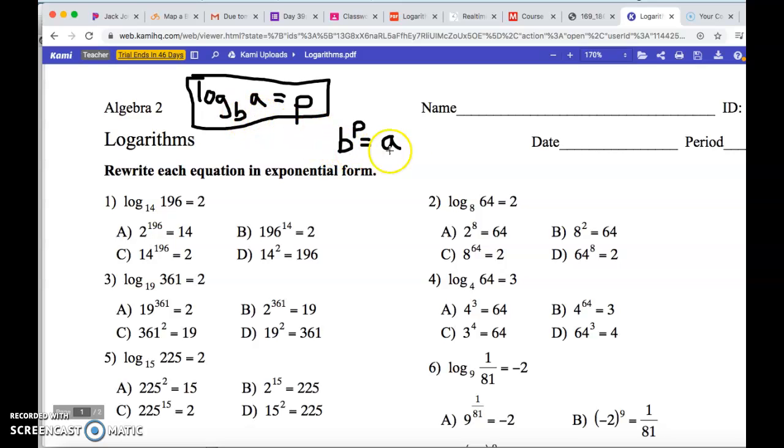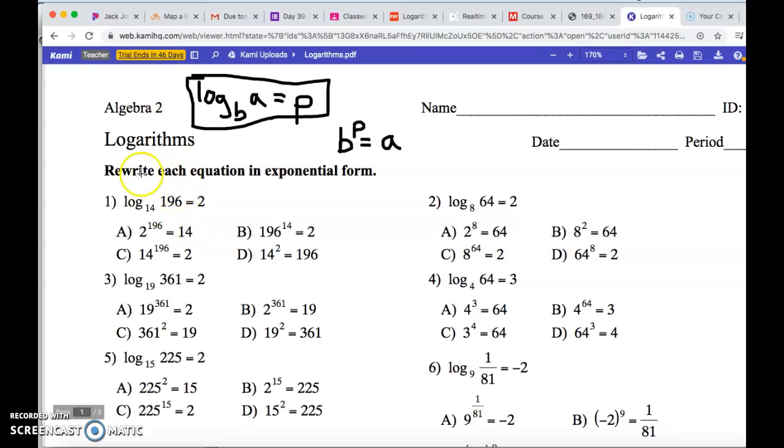And it converts to this. This is your exponential form. This is the base of an exponent to the power equals your answer. So base, power, answer: just different forms of the same exact thing. All right, so the first thing is to be able to rewrite or convert.